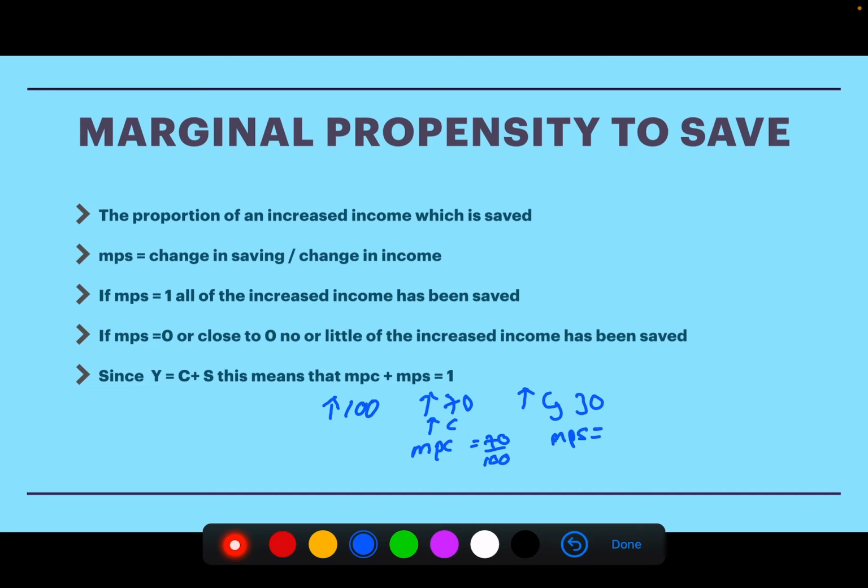Marginal propensity to save is going to be 30 over 100. And you can see if we cancel that down, it'd be 7 out of 10 and 3 out of 10, which add together to give you 1.